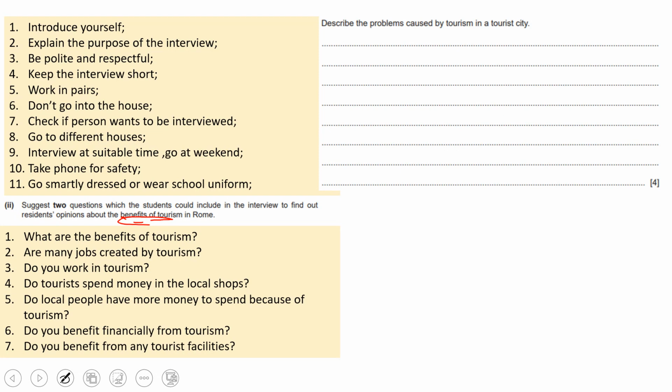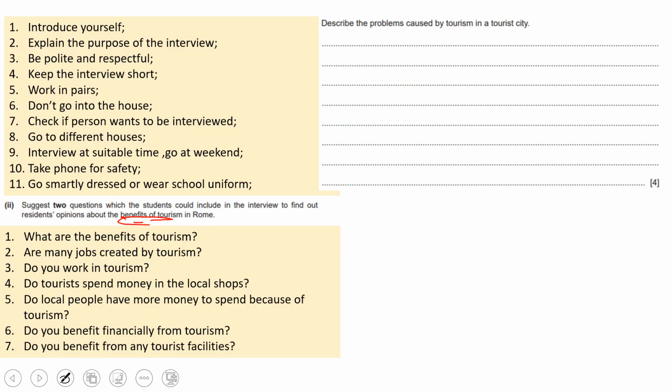You can ask them, are many jobs created by tourism? You can ask them, do you work in tourism? You can ask them, do tourists spend money in the local shop? You can ask them, do you benefit financially from tourism? Do you benefit from any tourist facility? That has to do with the infrastructure aspect I mentioned earlier. So with that, you're good.